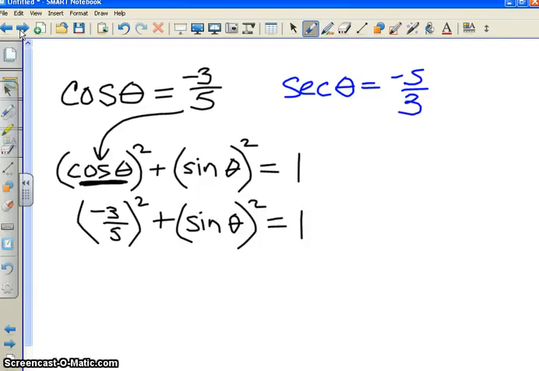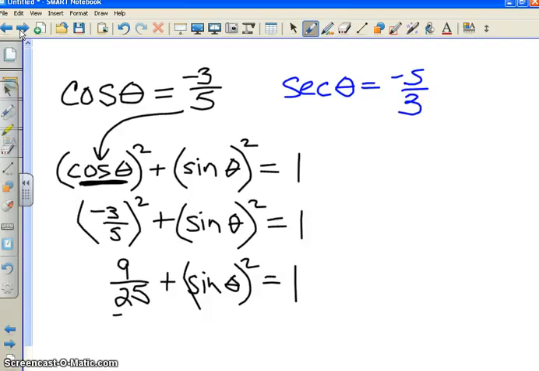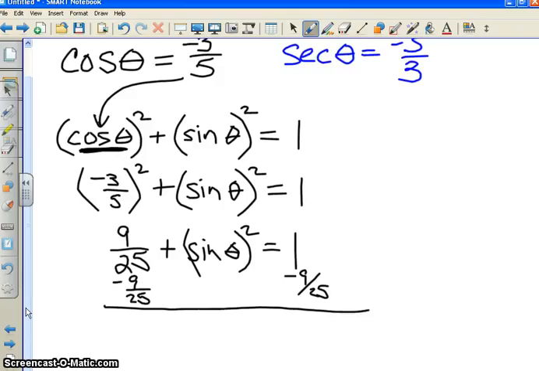And now I'm going to apply one of our properties of exponents, one of our laws of exponents. This whole fraction, numerator and denominator, are going to get squared. -3 squared makes 9. 5 squared is 25. Now we'll do some algebra. I need to get the 9/25 away from the variable, from our sine theta, so I'm going to subtract 9/25 from both sides. And 1, or aka 25/25, take away 9/25 is going to make 16/25. That's going to equal my sine of theta squared.